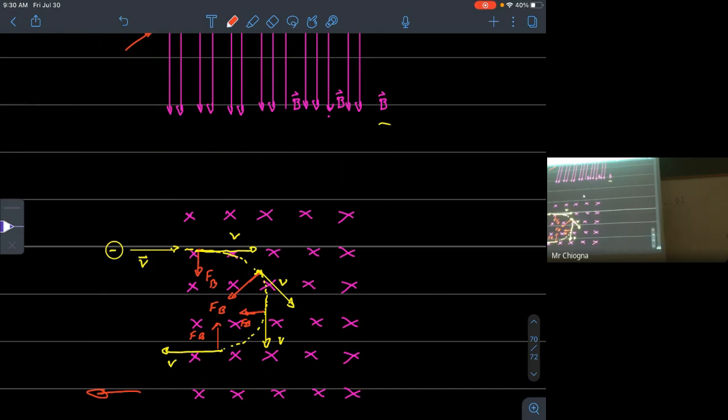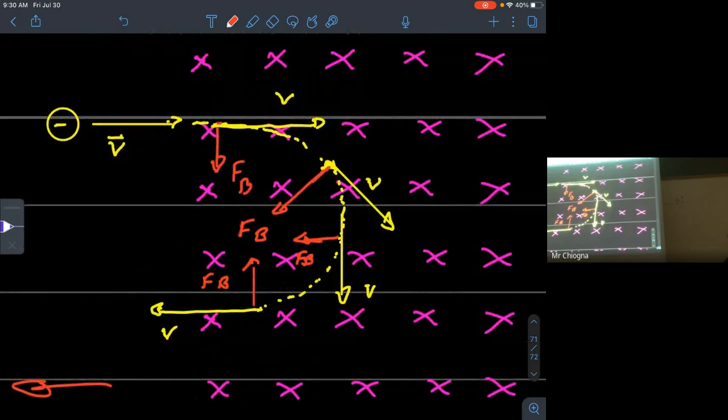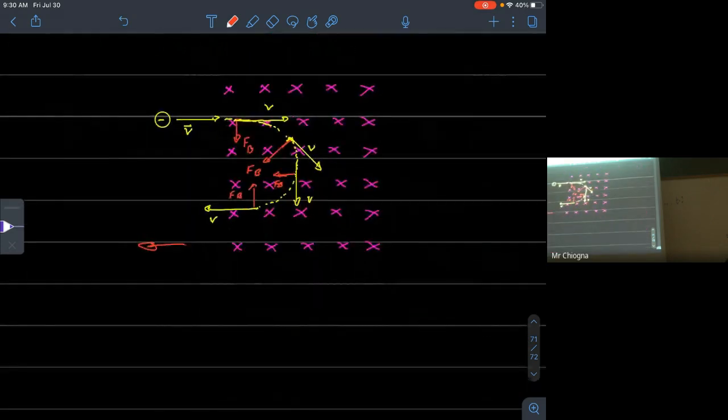So the radius of this circle we'll call R, as we always do, right? Radius of circle is R. It's not a full circle, but if we extended the field, it would move in a full circle. Okay. It is undergoing uniform circular motion.